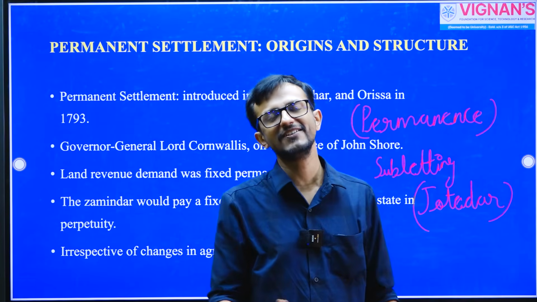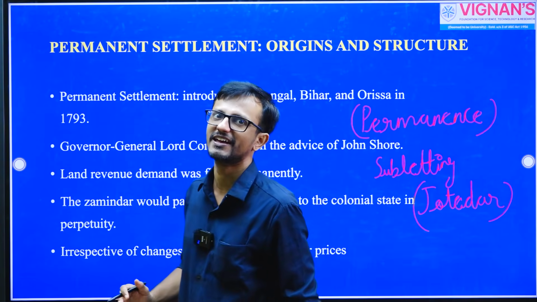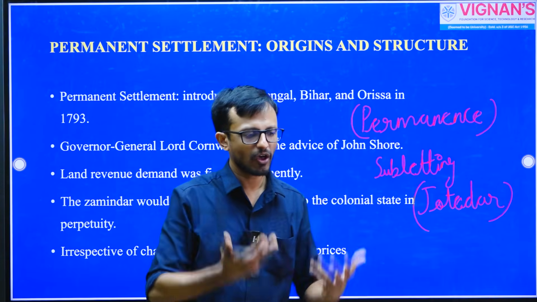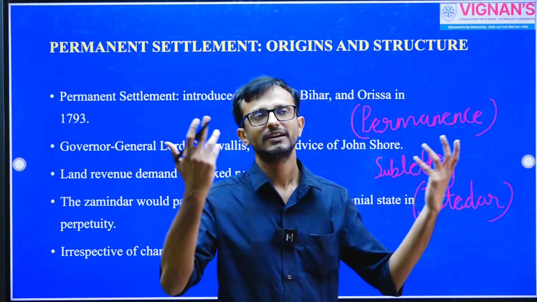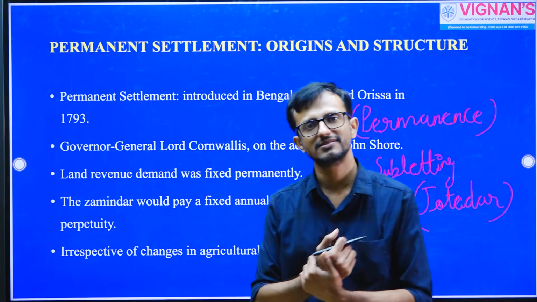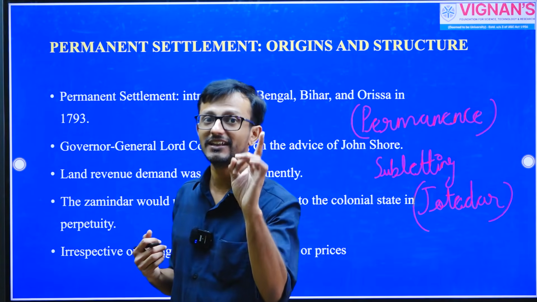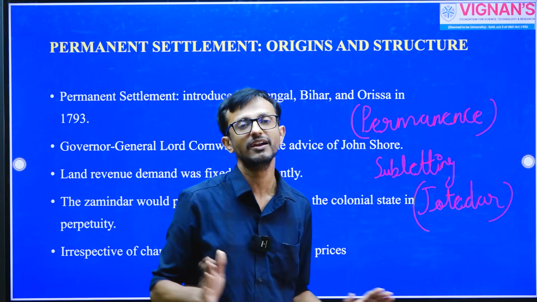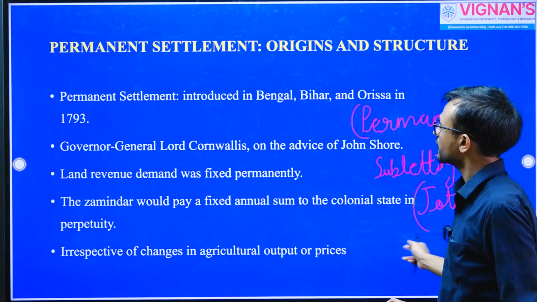And who is at the receiving end? The peasants are at the receiving end. They are not getting anything. Everything is being exploited or appropriated by the zamindars or the jotedars. And that is why I said agrarian slavery. So this idea of agrarian slavery is continuing even during the permanent settlement, and that's why it was a failure.